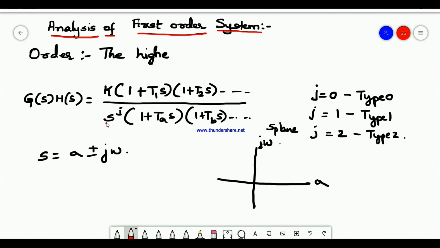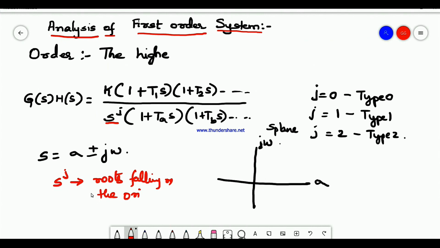Now when I say s to the power of j, it actually gives you the roots falling on the origin. If I say s to the power of 0, it means that there are no roots falling on the origin.